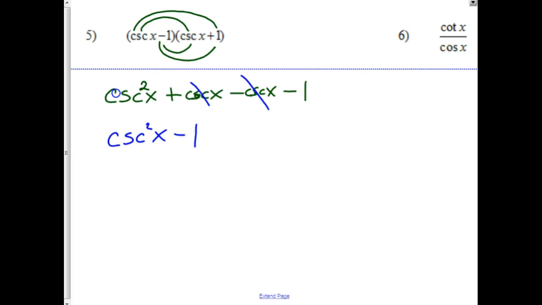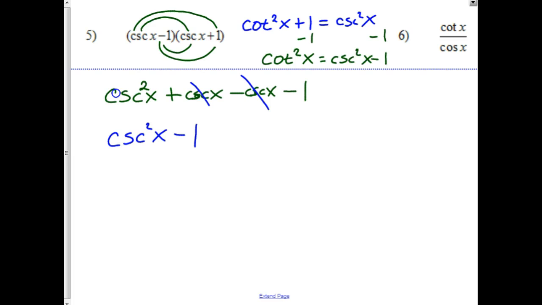Well, you remember, looking back at your chart, what we had was an identity that kind of looked like this. Remember, right when I see that squared, I'm going to look at my Pythagorean identities. And this is the one that I'm going to be looking at. Well, what is it if I move the 1 over? So minus 1, minus 1. What does that look like? Cotangent squared x equals cosecant squared x minus 1. So the answer to this, if I replace it, is just cotangent squared x. All right.